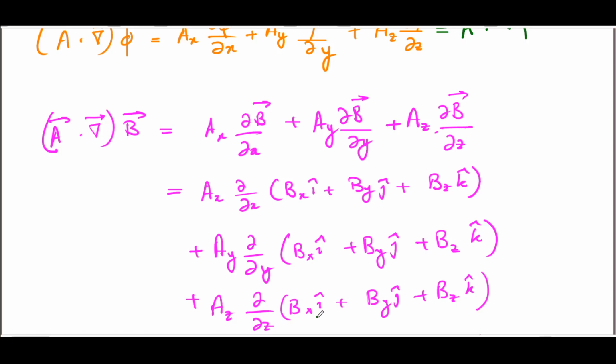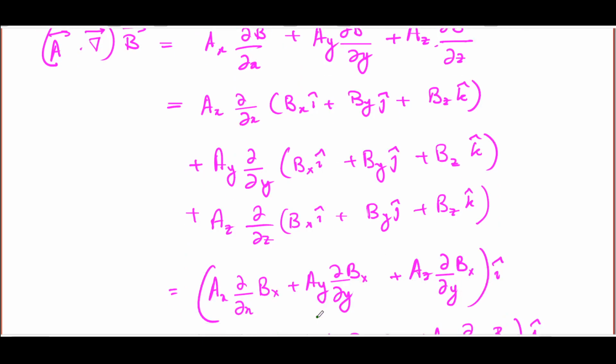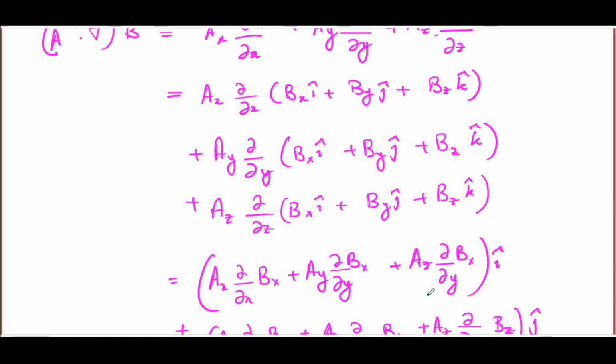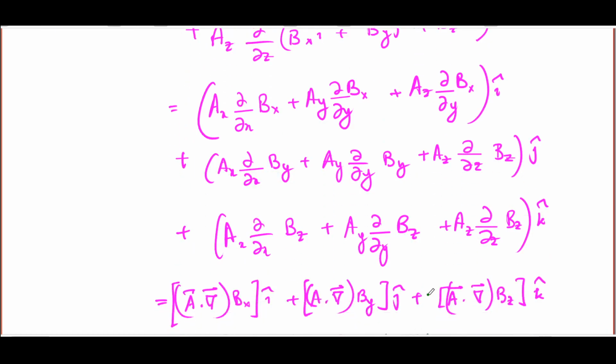And if you collect the i, j, k components, x, y, z components of this entity, you are going to get Ax ∂Bx/∂x plus Ay ∂Bx/∂y plus Az ∂Bx/∂z times i hat, and a very similar thing for j hat and k hat. Therefore, this A dot del acting on B vector is the same as A dot del acting on Bx, giving the x component or the i hat component. A dot del acting on By gives you the j component. A dot del acting on Bz gives you the k component. Once again, it should be very clear that A dot del is an entirely different entity from del dot A.